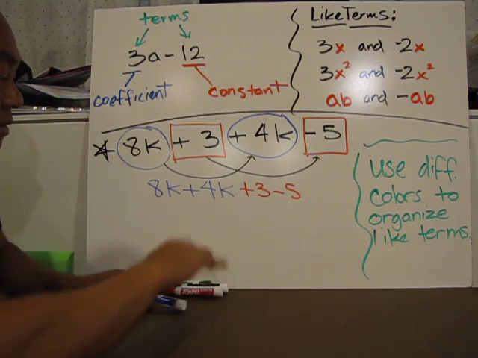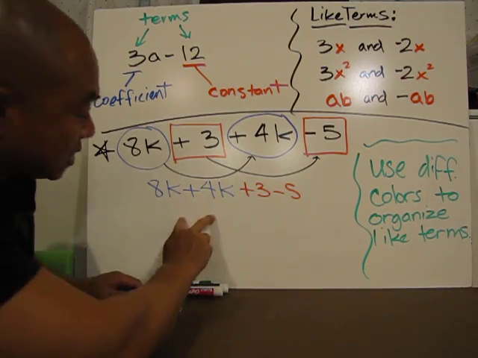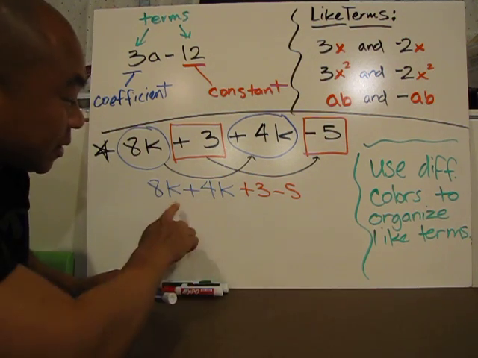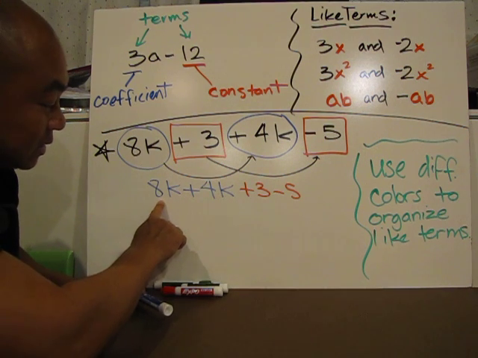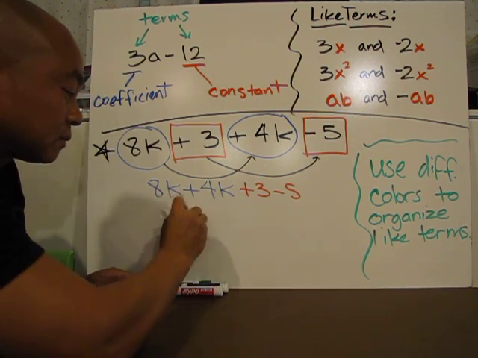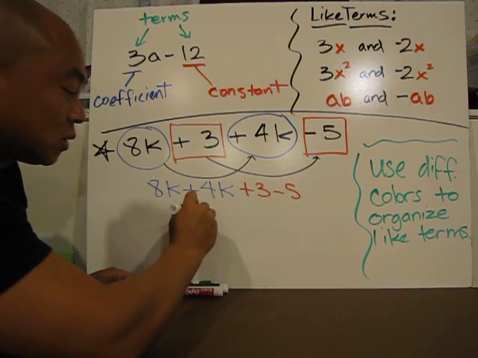Because these two are the same, we can combine these like terms because of their common variables. So I'm going to take 8 plus 4, that's going to give me 12, and then 12k.